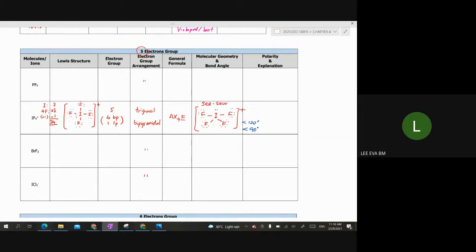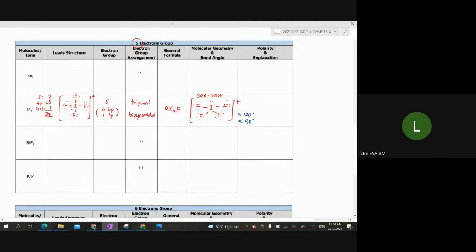Ada soalan ke dekat sini? Is there any question for IF4 positive? Ada soalan nak tanya? Okay, kalau tak ada nanti. No, madam. Okay, kalau tak ada nanti awak completekan untuk part yang dekat sini.